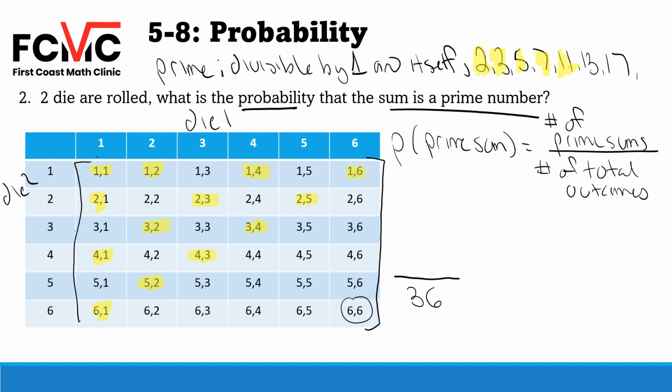11, we're going to have 5 and 6, and 6 and 5. And then the largest sum is 12 from 6 and 6, so we won't be able to get 13. So let's count up how many possible combinations we have.